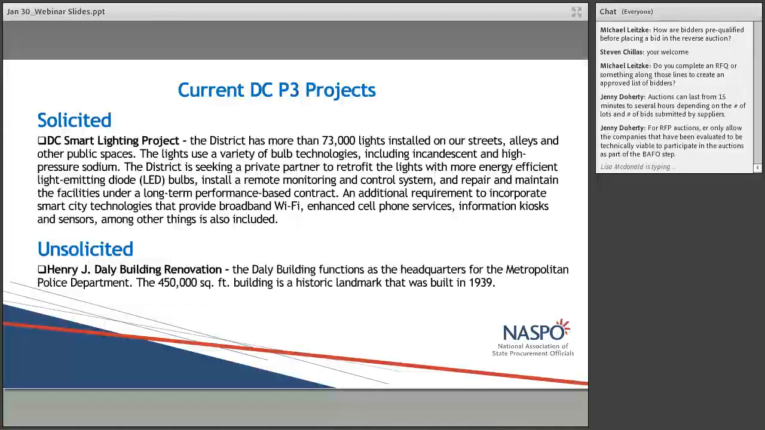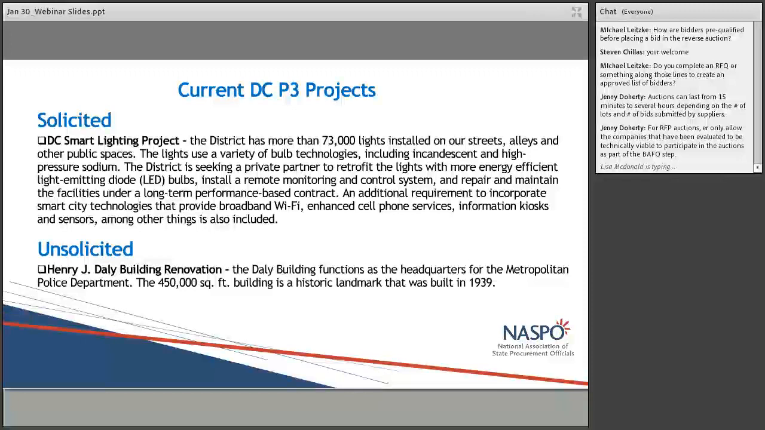Excellent. Thank you, Todd. And I see, Jenny, you're already taking that question from Michael. Just for everyone's benefit, the question was, do you complete an RFQ or something along those lines to create an approved list of bidders? And Jenny responded, auctions can last from 15 minutes to several hours, depending on the number of lots and number of bids submitted by suppliers. I think you took a previous question about the length of the auctions. That question was from Andra, I believe.